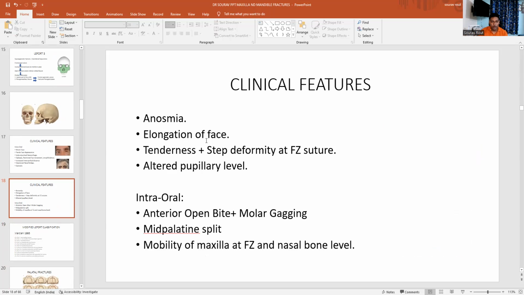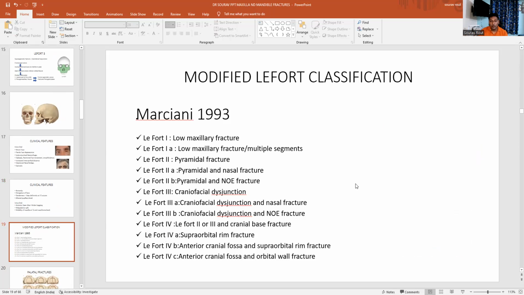nasociliary nerve, elongation of the face, tenderness and step deformity at the frontozygomatic suture, alternate pupillary levels. Intraoral are anterior open bite, molar gagging, mid-palatal split, and mobility of the maxilla at the frontozygomatic and the nasal bone level. Now coming to the modified Le Fort classification.